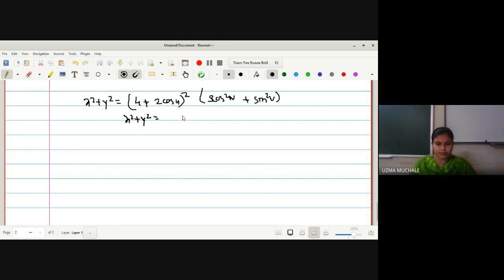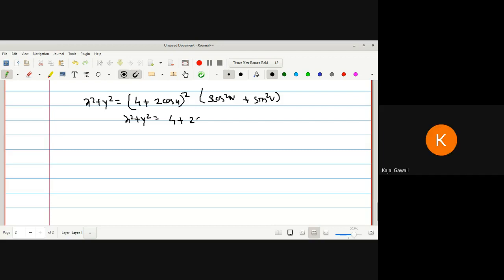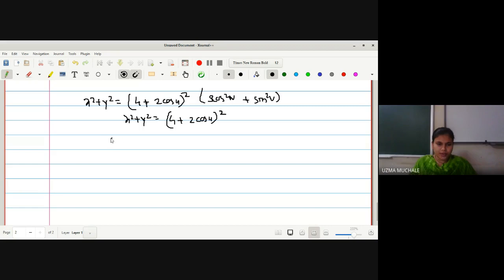What is the value of x square plus y square? Already it is on the screen. 4 plus 2 cos u, whole square. Next, what we have to find out? Under root of x square plus y square minus 4, its square minus z square.